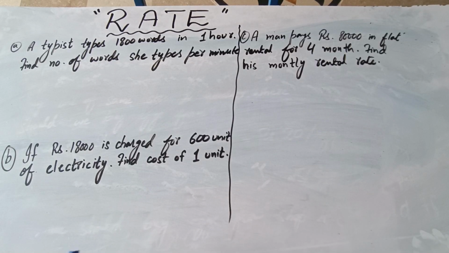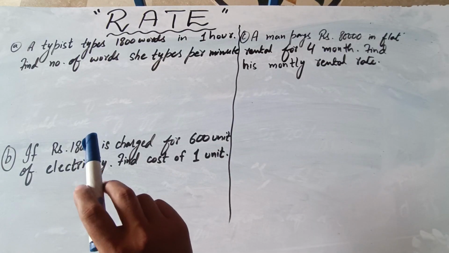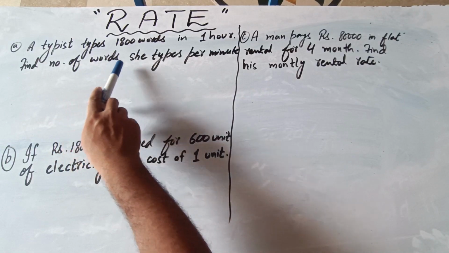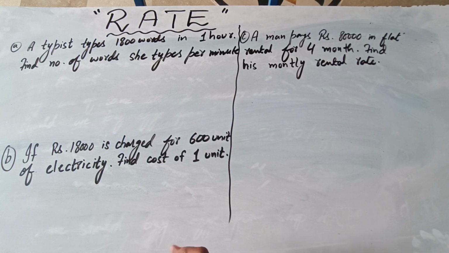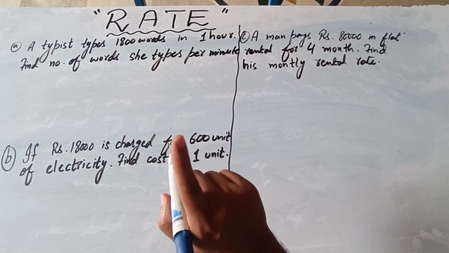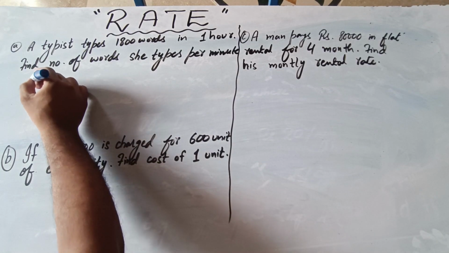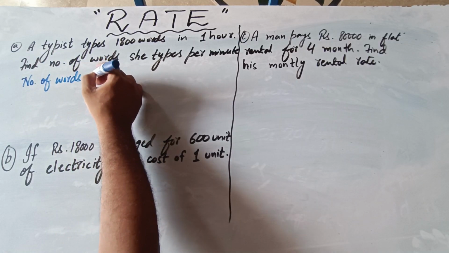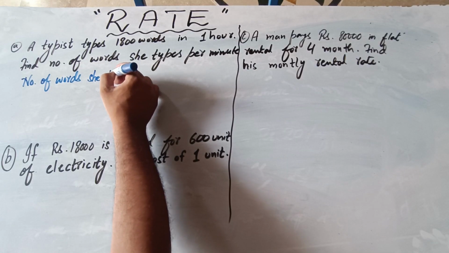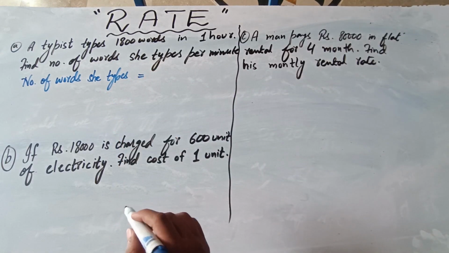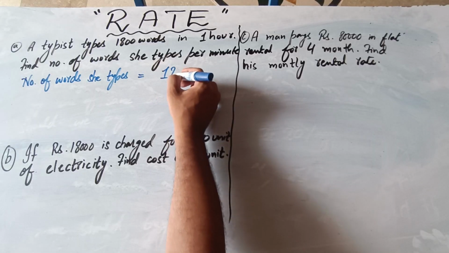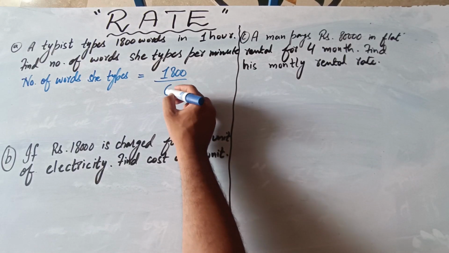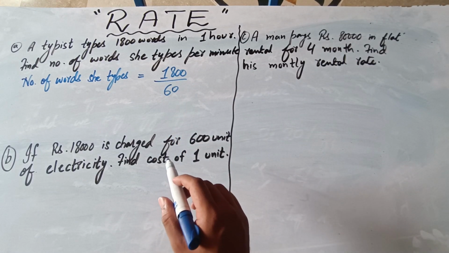Now let's discuss these questions of rate. A typist types 1800 words in 1 hour. Find the number of words she can type per minute. Per minute means in 1 minute how many words she can write. So how can we find out the number of words she types? She is typing 1800 words in 1 hour. In 1 hour how many minutes are there? There are 60 minutes. So in order to find out for per minute, we need to divide it by the total number of minutes.